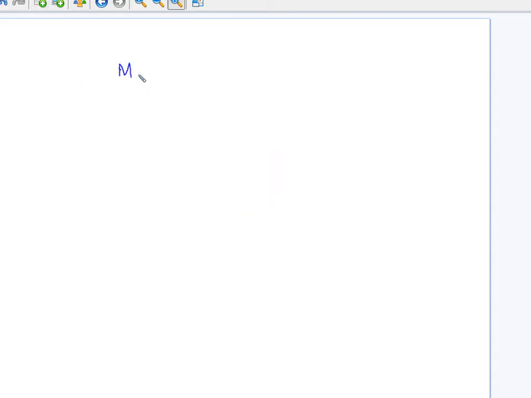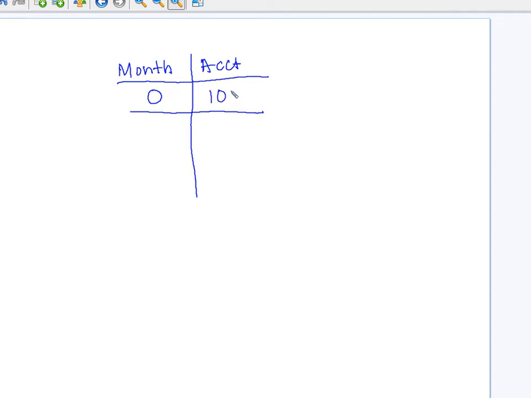The month of for my account, and here's my balance. So at 0 months, I start with $100. The first month, I have $105.90.